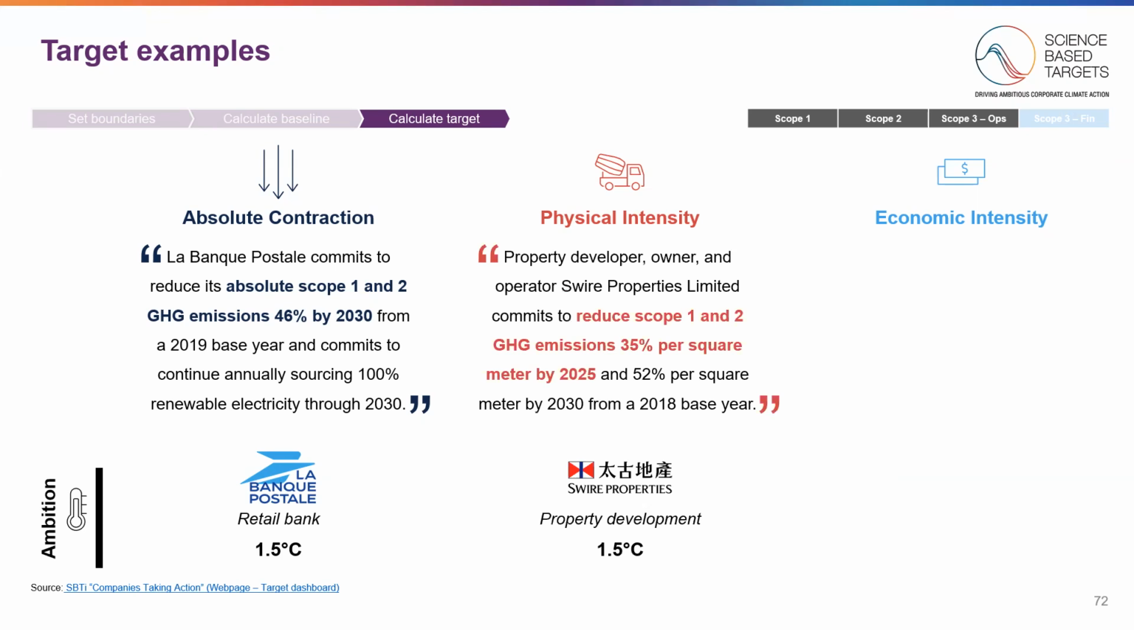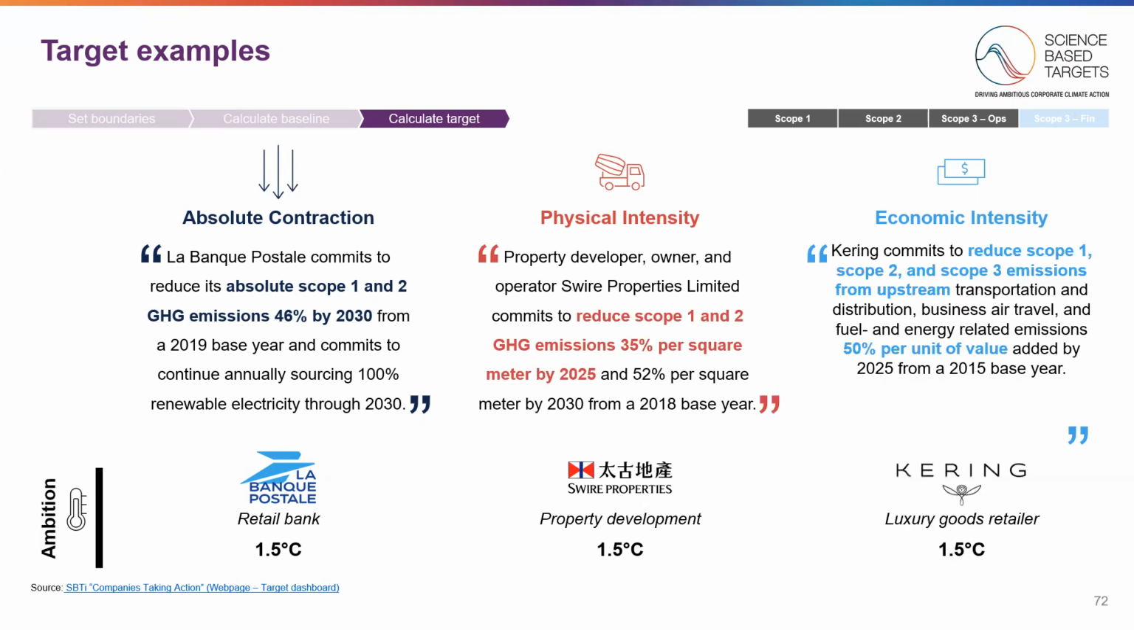Property developer, owner, and operator Swire Properties use physical intensity, given the nature of their business, and committed to reducing scope 1 and 2 greenhouse gas emissions by 35% per square meter by 2025. Finally, Kering, a luxury goods retailer, committed to reducing scope 1, 2, and 3 operational emissions by 50% of unit value by 2025.